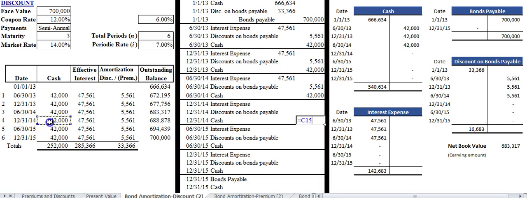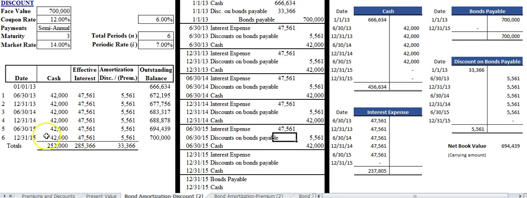12/31/14, cash is 42,000. Amortization is going to be the same thing, 5,561. And then we have 47,561 here as my total interest expense, and that's for 12/31/14. Okay, and then we do the same thing at 6/30. So these are all repeated, right? Because you're just simply going to do the same thing every 6 months, pay coupon interest, right? Okay, so 5,561 on 6/30/15 and 47,561.